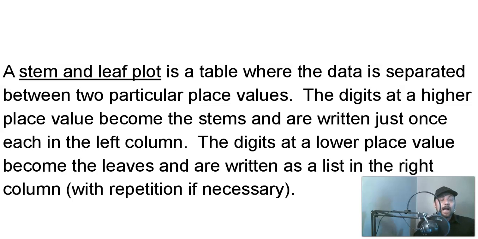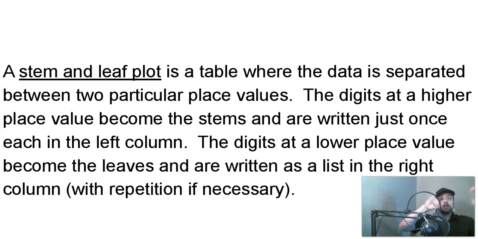The digits at a higher place value become the stems of your stem and leaf plot. So think of it like a plant, right? That's the analogy here. Stems on a plant kind of stick out from the trunk, if you will. And then think of the trunk maybe as your data set. I don't know if that really fits the analogy very well, but you have your stem, and then from the stem, leaves can grow.